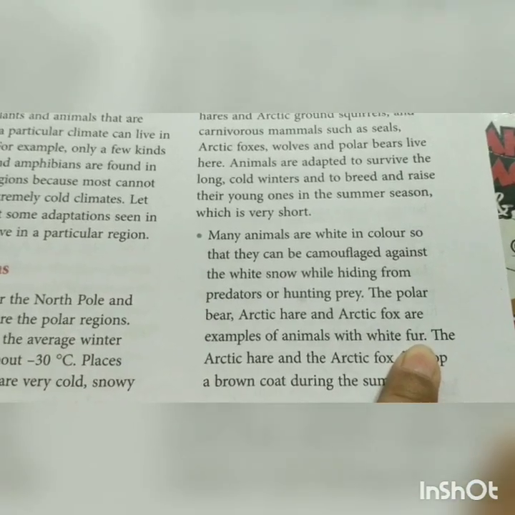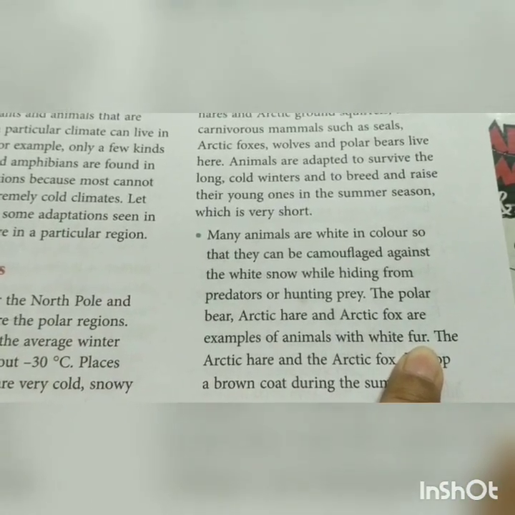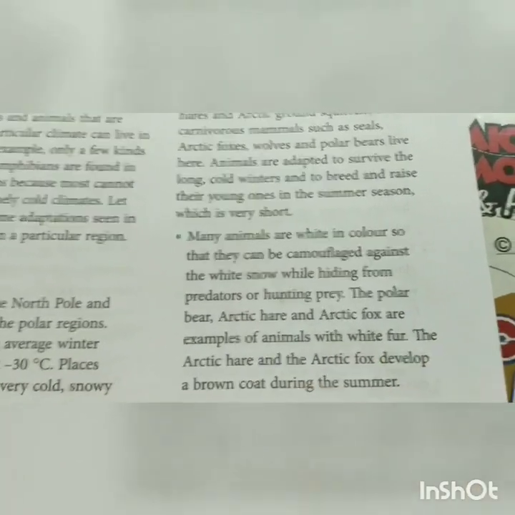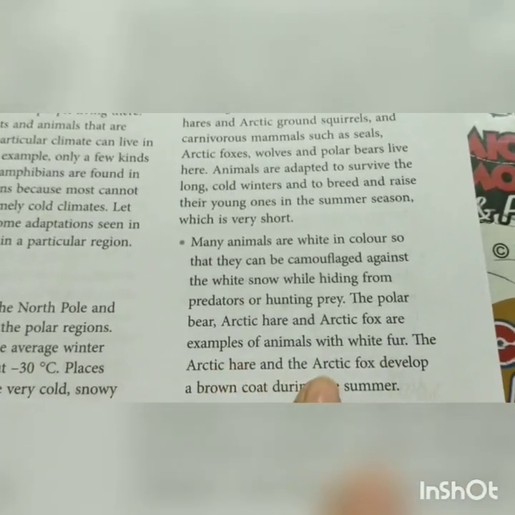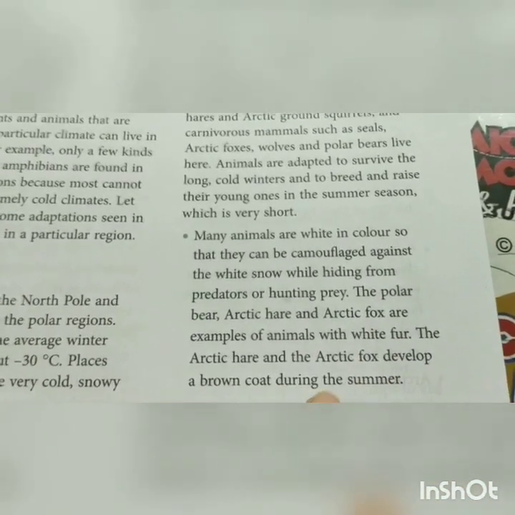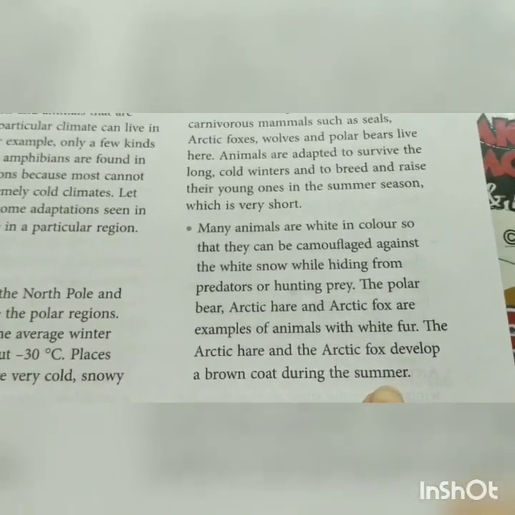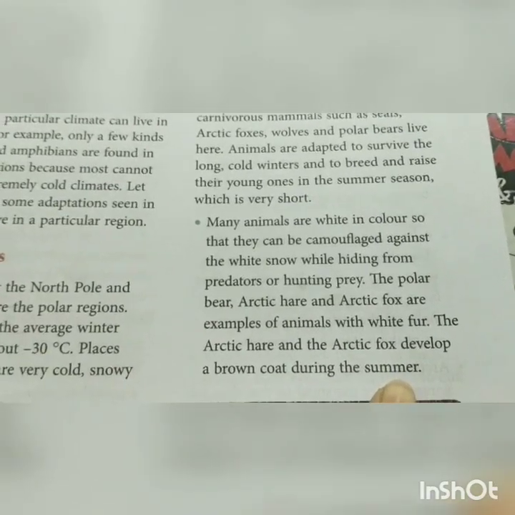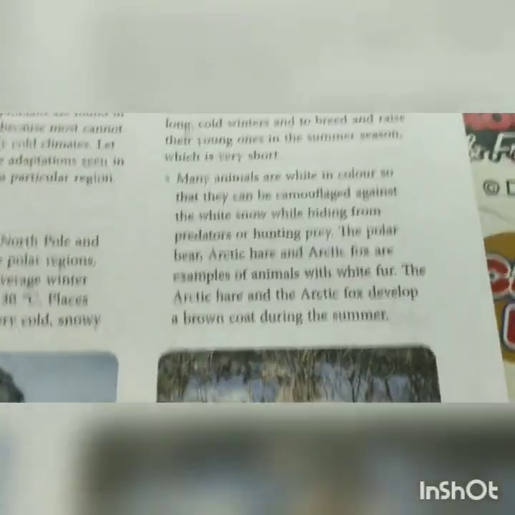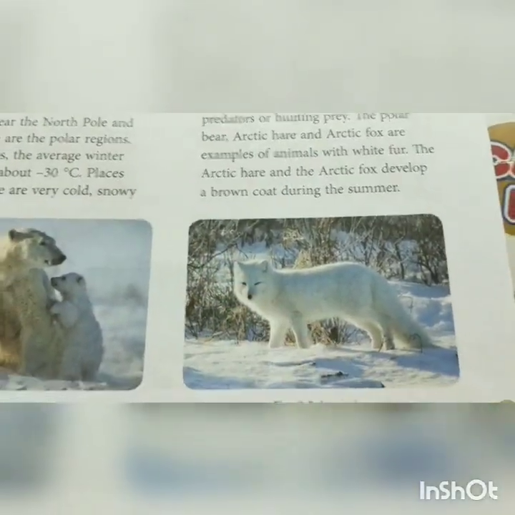The polar bear, Arctic hare, and Arctic fox are examples of animals with white fur. So the polar bear has white fur. The Arctic hare and Arctic fox also have white hair. The Arctic hare and the Arctic fox develop a brown coat during the summer. They develop a little brown coat during the summer season.